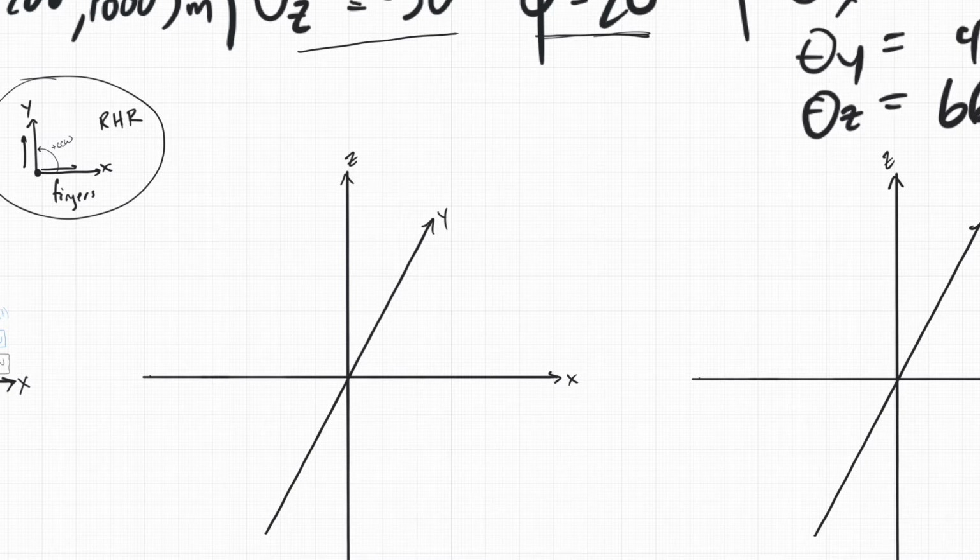So remember what I was saying earlier: if you point your thumb in the z direction, which way is positive? Which way are your fingers curling? Well, your fingers are curling this way. So positive phi, when you're curving off of the positive x-axis, is going to be this way. Okay, that's that swing angle. And so we'll call this 20 degrees.